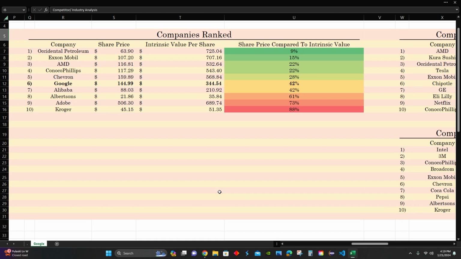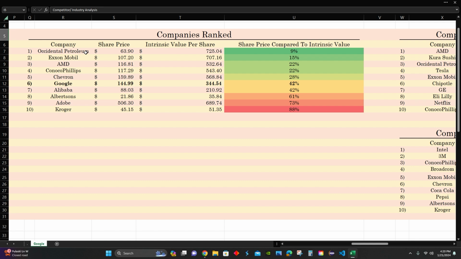Then lastly, right here, we can see I'm comparing Google to some of the other companies we've looked at in past videos. In terms of share price compared to intrinsic value, Google was actually trading below their intrinsic value per share, about 42% lower than their estimated intrinsic value per share. So right now that puts them in at sixth place. You can see the companies that are ahead of them: Oxy, ExxonMobil, AMD, ConocoPhillips, and Chevron, one tech company, and a lot of other oil companies.